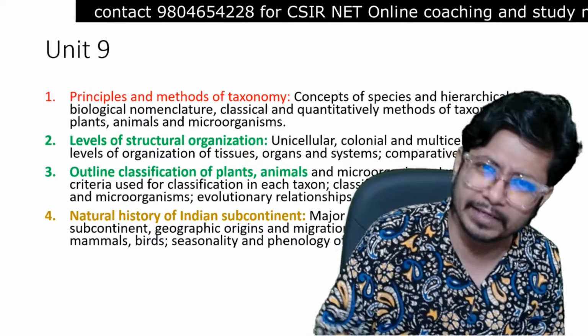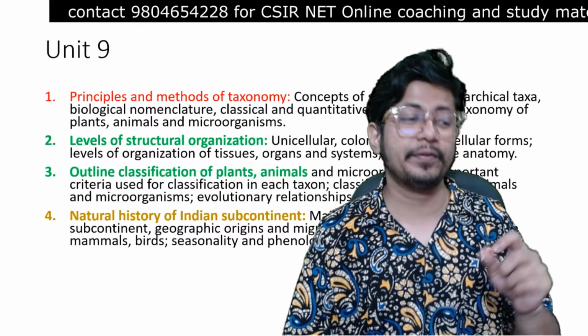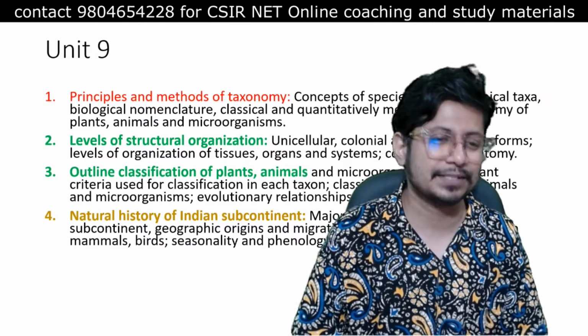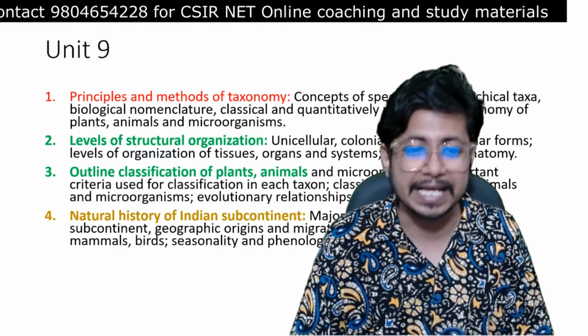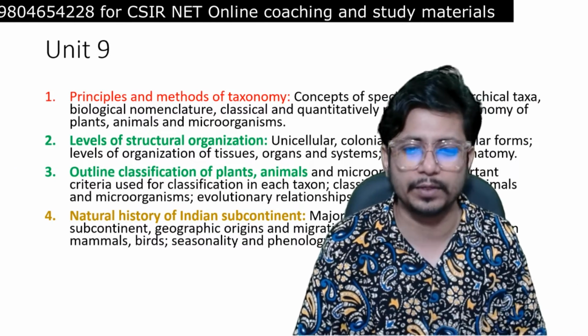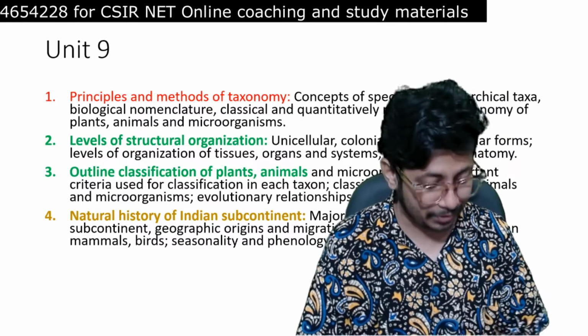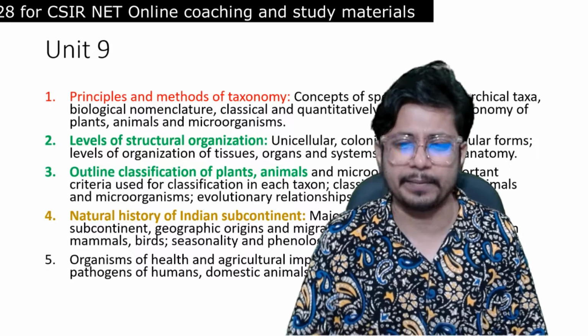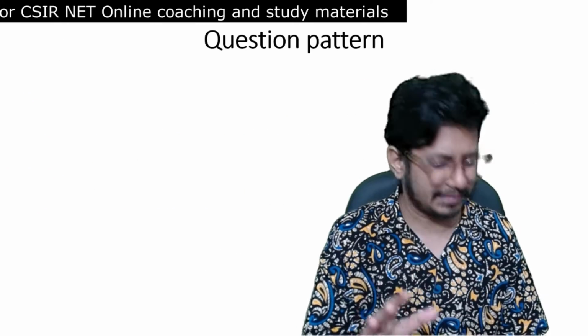Many people don't even give weightage to this, but in reality, if you check the questions, you will be surprised at how many questions are asked from natural history of Indian subcontinent. So this is really important. Common Indian birds, mammals, seasonality and phenology of the subcontinent is really, really important. It's not that less important. Organisms of health and agriculture importance like parasites, pathogens of humans and all, not that important.